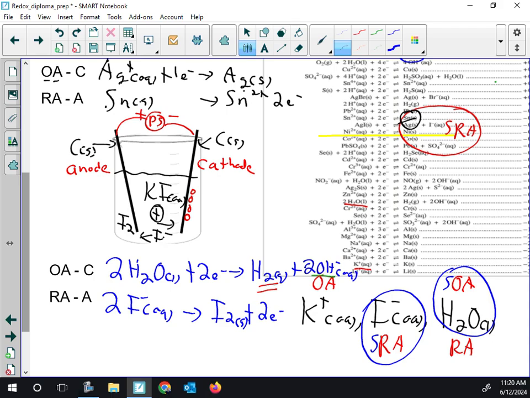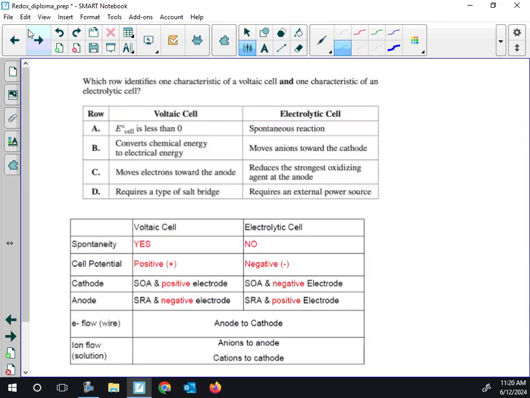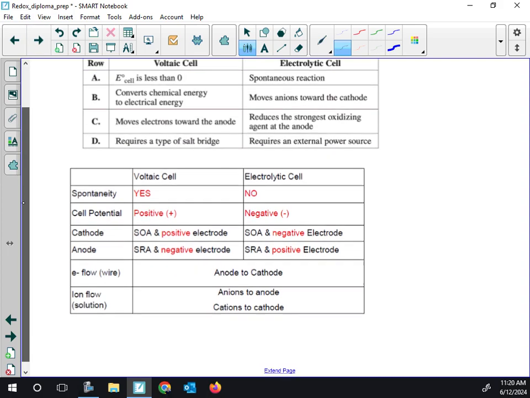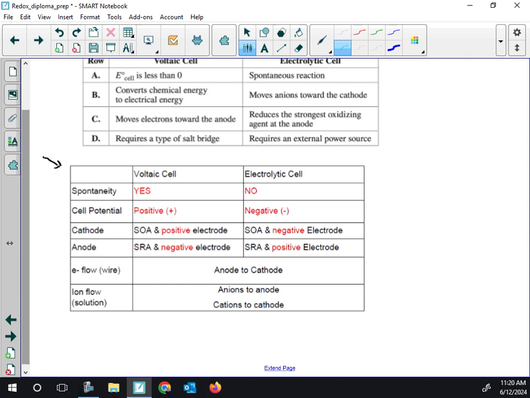So moving to sort of wrap things up, comparing the similarities and differences between voltaic and electrolytic cells. This is kind of a summary down below that I give my students, and I color code anything in red that changes between the voltaic and electrolytic cell. So spontaneity changes, cell potential changes.